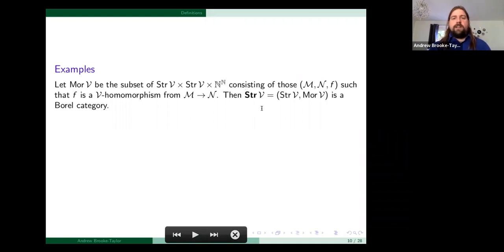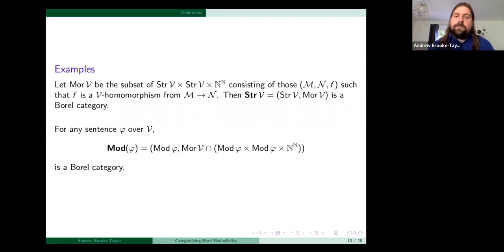So my space of morphisms is actually going to be a subset of this triple Cartesian product: twice the space of structures, and then the bare space, the functions from N to N, consisting of those M, N, and f, such that f is a homomorphism from M to N. Okay, and then with that notion of what a morphism is, you get very naturally a Borel category. And it's very straightforward to check that the identity maps, domain, codomain, all these things are nice and Borel.